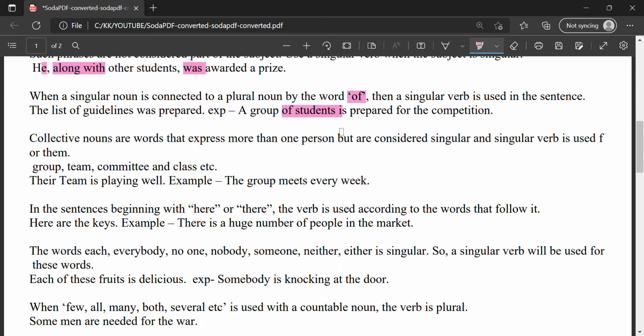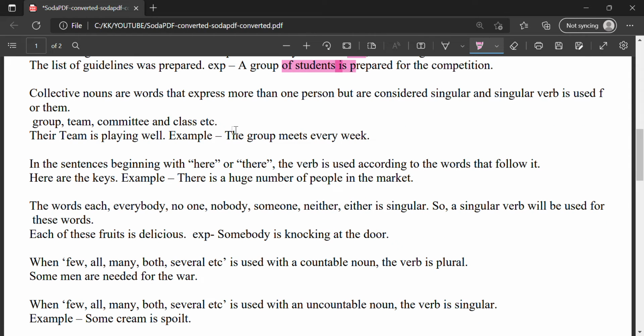So what does it state here? It is like "of", are you able to see this? A group of students is prepared for the competition. That means a singular noun is connected to a plural noun by the word "of", so we are using a singular verb here.